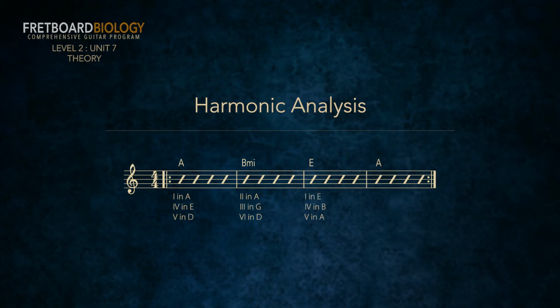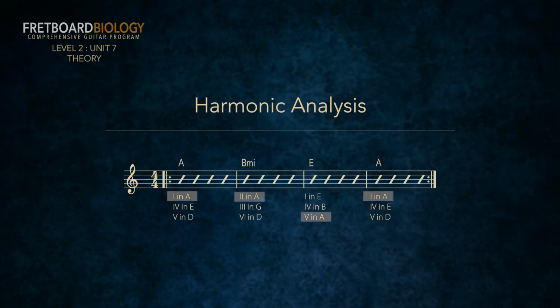An E major chord could be a 1 chord in E major, it could be a 4 chord in B major, it could be a 5 chord in A major, and the final chord, the A chord, is the same as the first chord. It could be a 1 in A, a 4 in E, or a 5 in D. So is there any one key that all these chords belong to?